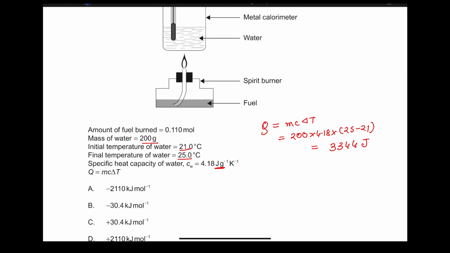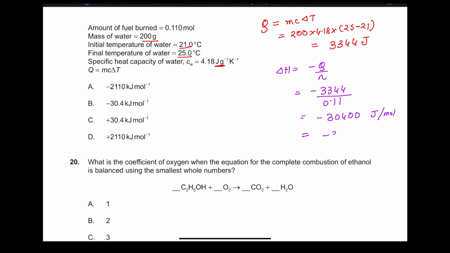Okay. And delta H will be negative Q over n. This is the enthalpy of combustion for the fuel. n is the moles, Q is the heat released. Okay, so minus 3344 divided by 0.11 gives you minus 30400 joules per mole. Divided by 1000, you'll get minus 30.4 kilojoules per mole. Answer would be option B.